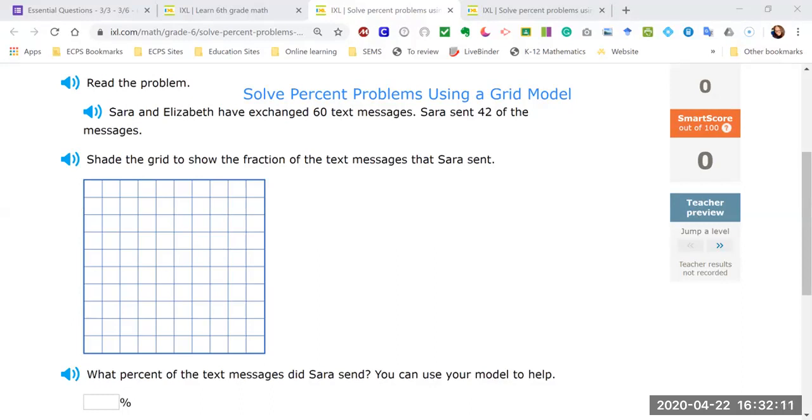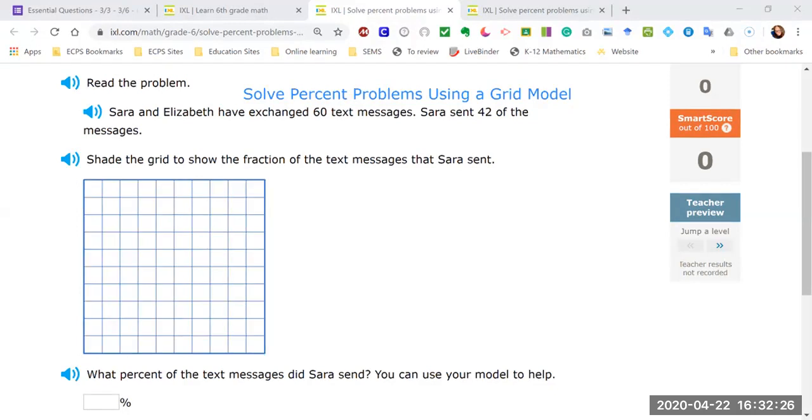So in this problem, it says Sarah and Elizabeth have exchanged 60 text messages. Sarah sent 42 of the messages. And it wants you to shade the grid to show the fraction of text messages that Sarah sent.